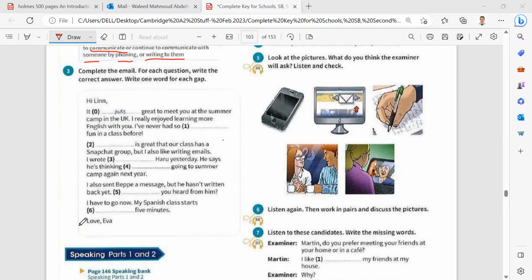Okay. Yes. So number one, what did you write? But. So, but, no. Why but here, Sarah? I really enjoyed learning more English with you. I've never had so much fun in a class before. خلي بالك هنا, so you can say here we need an adverb. So much fun. يعني في متعة كبيرة يعني. So much fun.